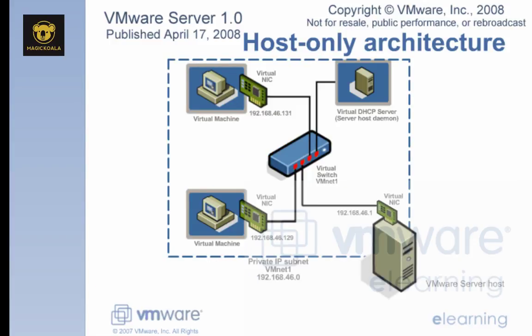With host-only networking, a private network is created between the VMware Server host and the virtual machines. The virtual machines can communicate with each other, however, they cannot communicate outside of the VMware host. This is useful when you want to do testing off of the production network.